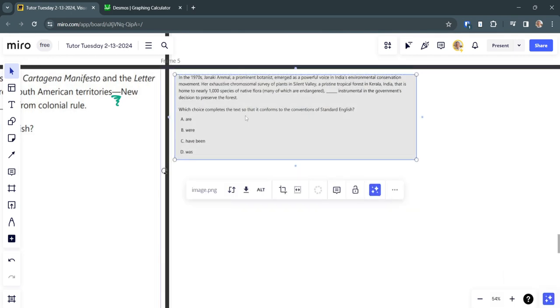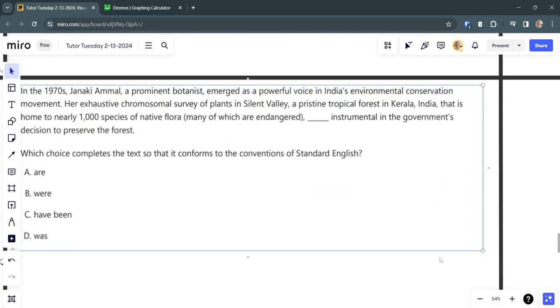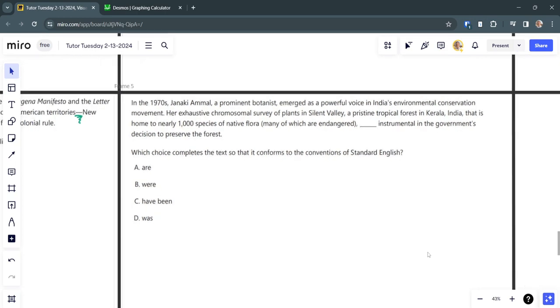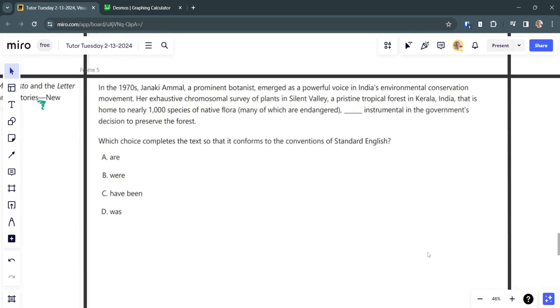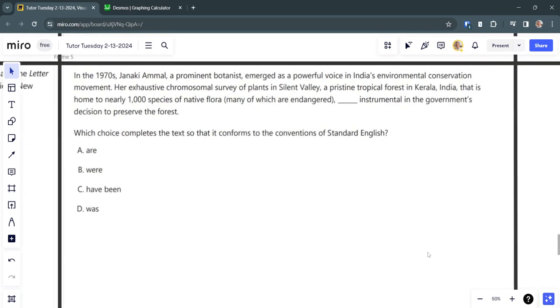Here we go. Should I alternate between math and English each day? I mean, you can. I would just suggest to do whatever works best for you, because the best study plan is the one that you'll stick to.